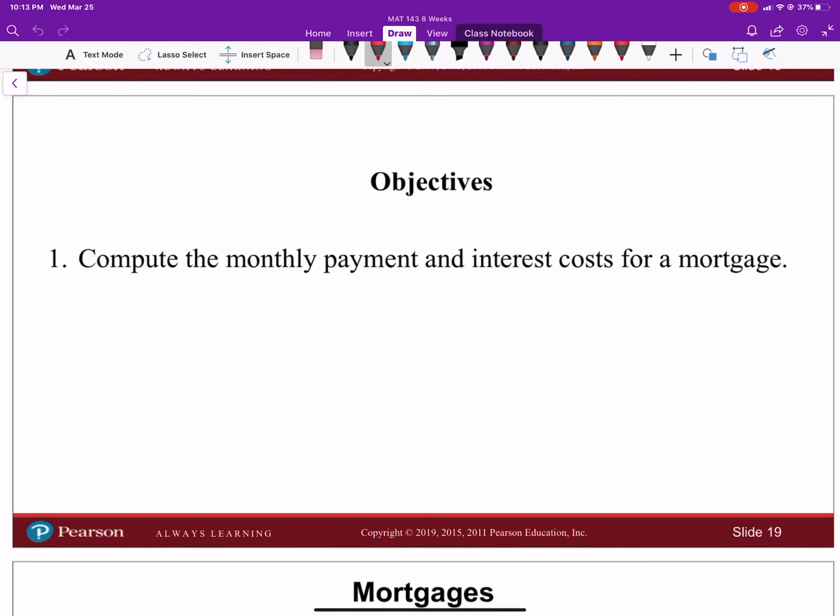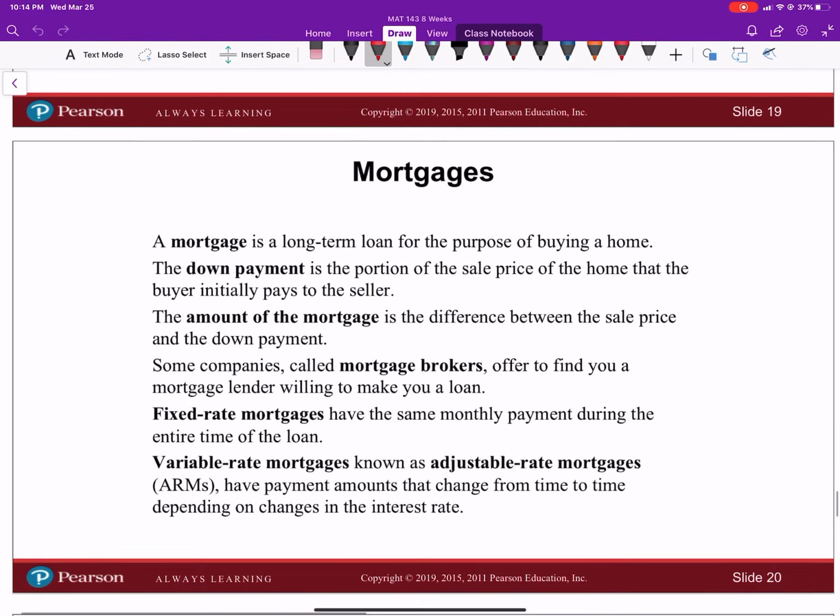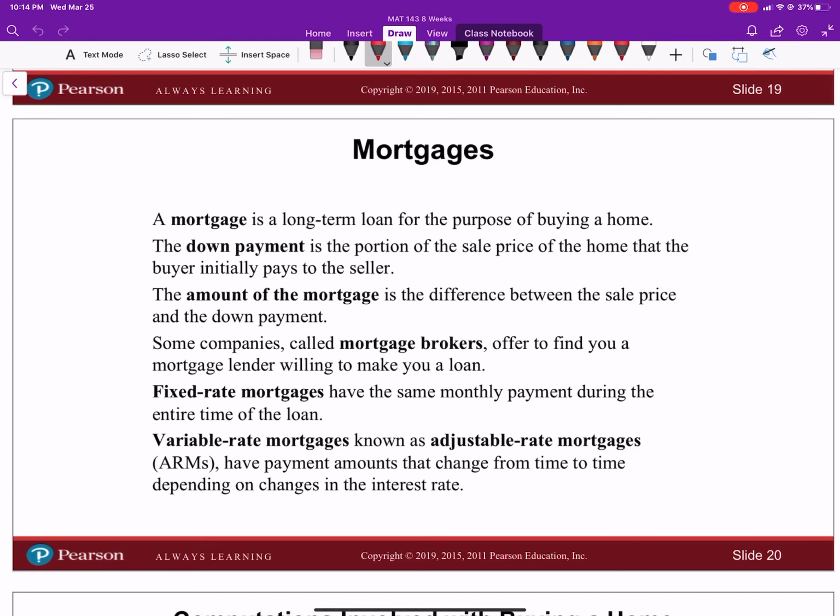So my objective, I'm to compute the monthly payment and interest cost for a mortgage payment. So a mortgage is a long-term loan for the purpose of buying a home. The down payment is the portion of the sales price of the home that the buyer initially pays to the seller. The amount of mortgage is the difference between the sales price and the down payment.